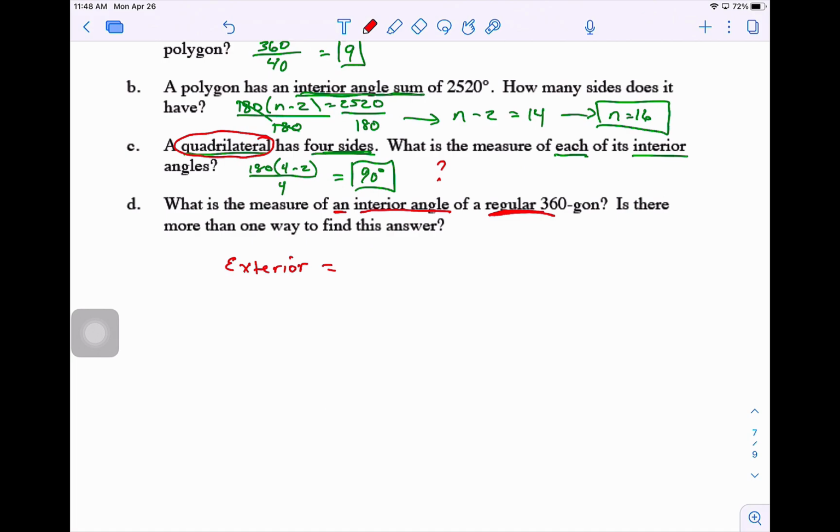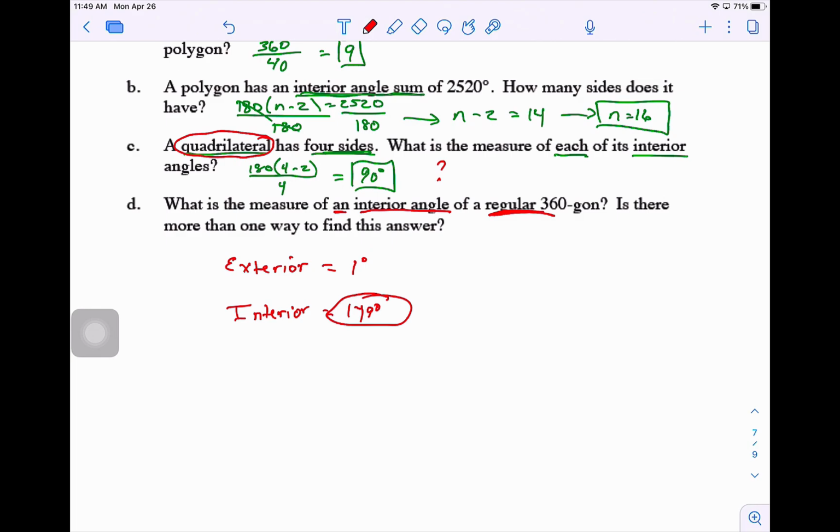Yeah, Kevin? 1. You know the total is 360 degrees, and you have 360 angles, so therefore each exterior angle would be 1 degree. But what I'm looking for is each interior angle. So therefore, what's the measure of each interior angle? Oh, there you go. 179. Because remember, interior and exterior are always supplementary to each other, so each interior angle would be 179 degrees. Again, it's not the only way you could do it. We could have found it directly using the formula if we needed to.